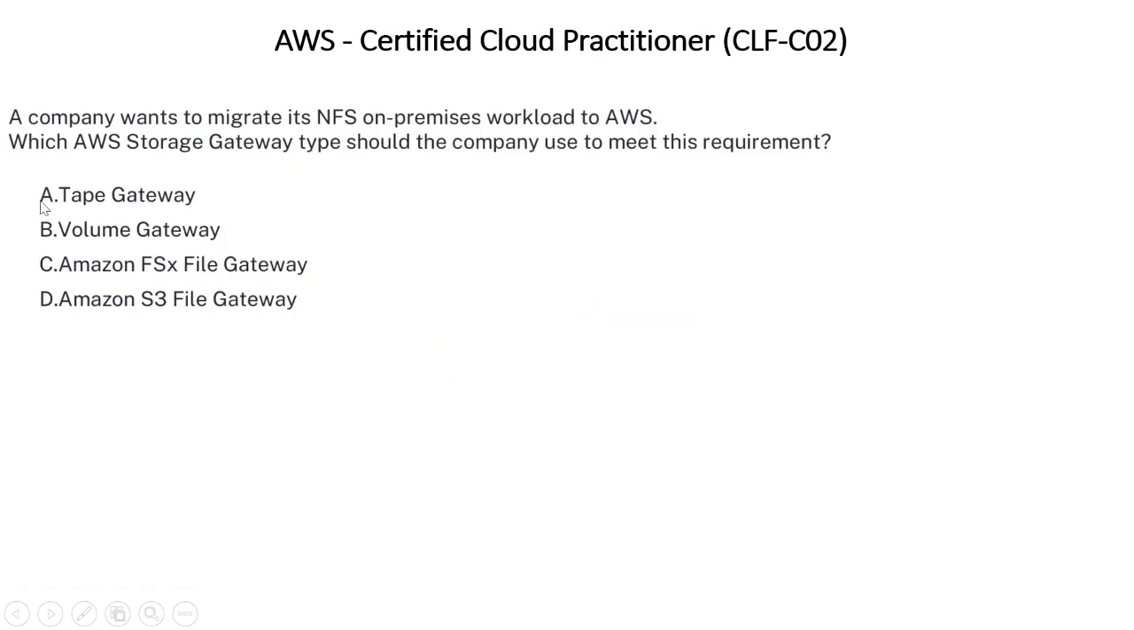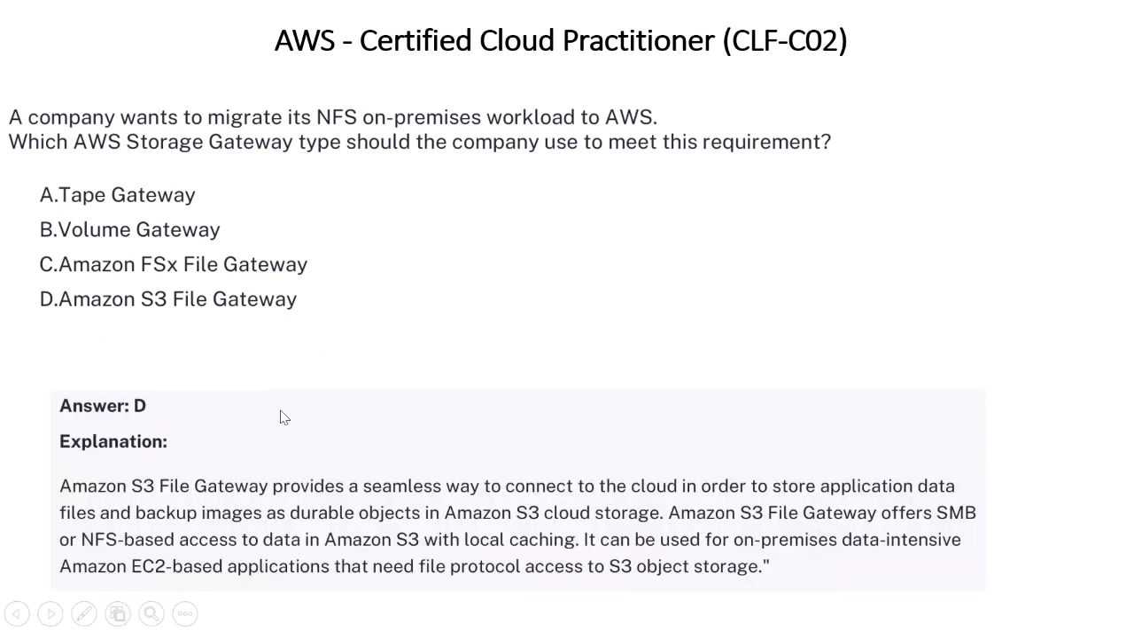Next question. A company wants to migrate its NFS on-premises workloads to AWS. Which AWS Storage Gateway type should the company use to meet this requirement? The options are option A, tape gateway. Option B, volume gateway. Option C, Amazon FSx File Gateway. Option D, Amazon S3 File Gateway. The correct answer is option D, Amazon S3 File Gateway.